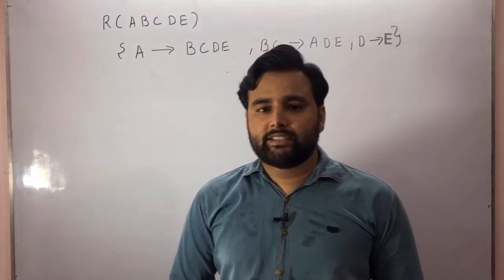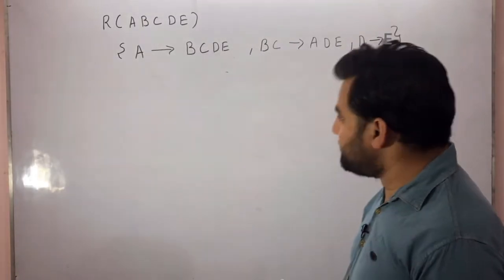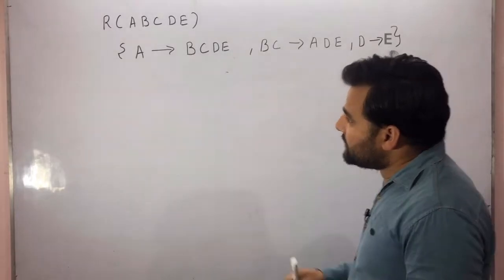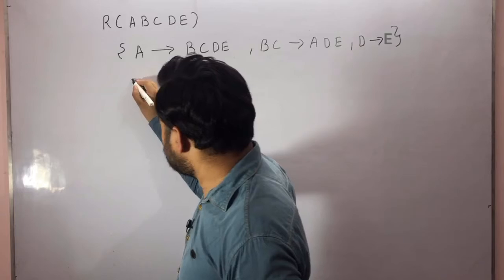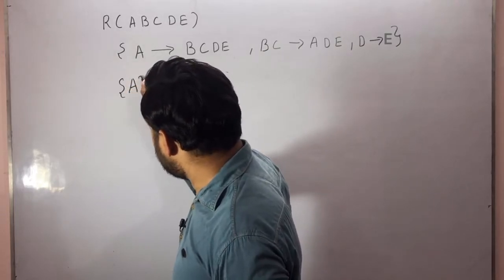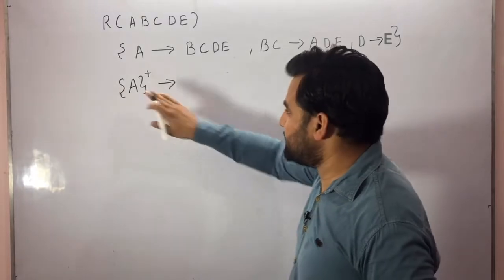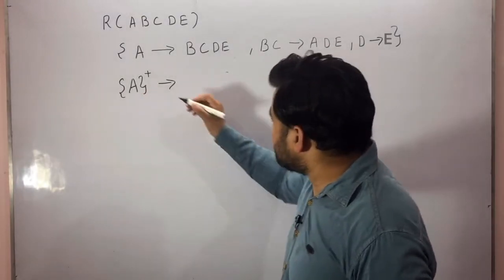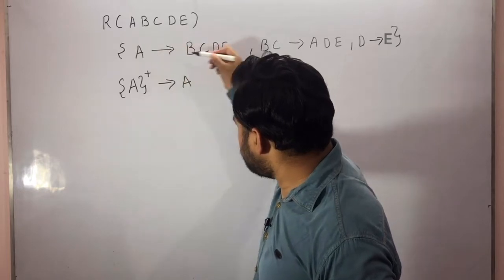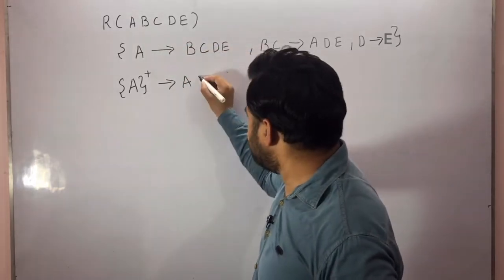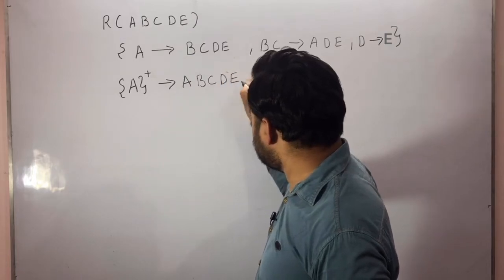So students, let's see this example. In this example, let's find out the number of keys present. Firstly, we will calculate the closure of A. We'll see whether this is a super key or not, then we'll find whether this is a candidate key or not. So what is the closure of A? Obviously I'm getting A, and A determines B, C, D, E. So that means B, C, D and E.